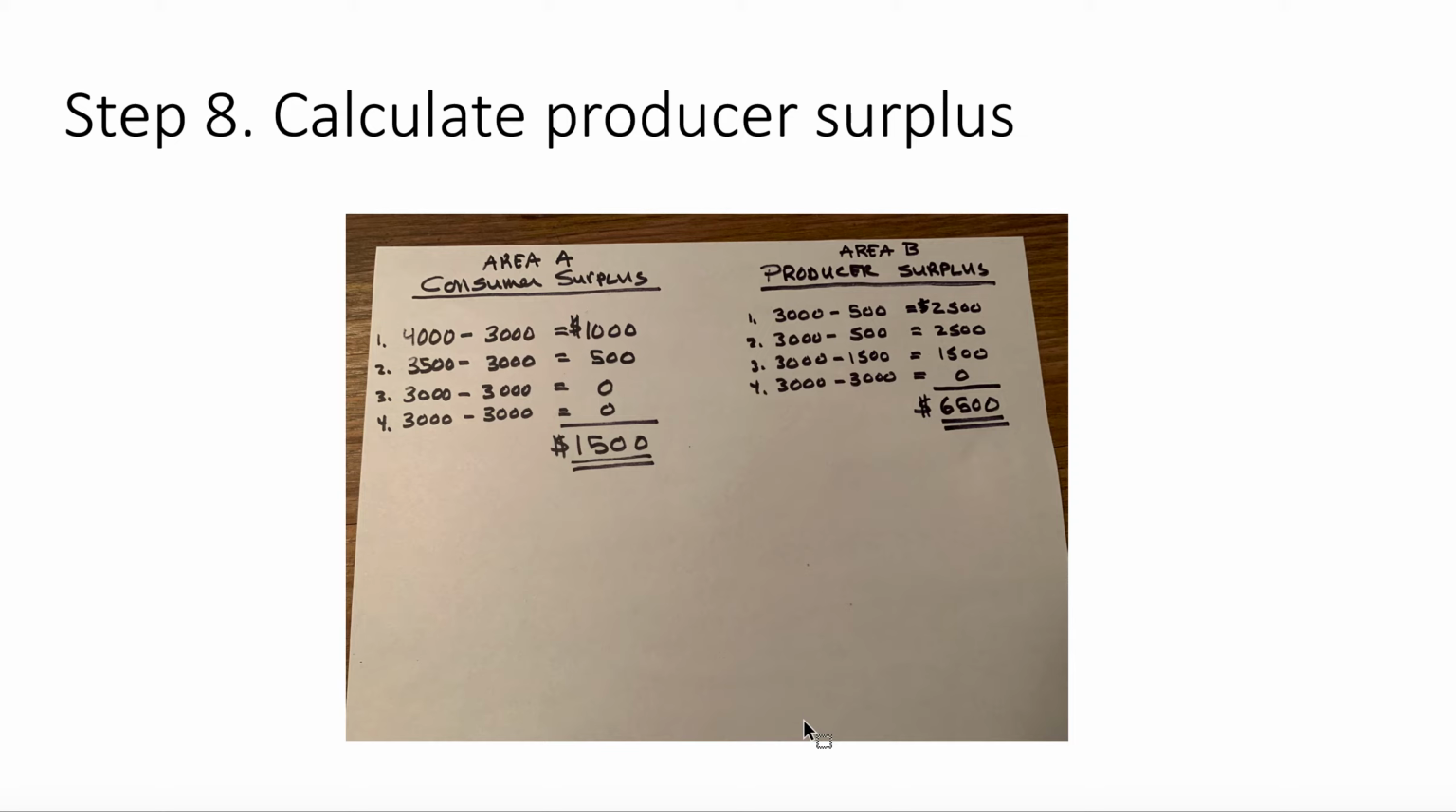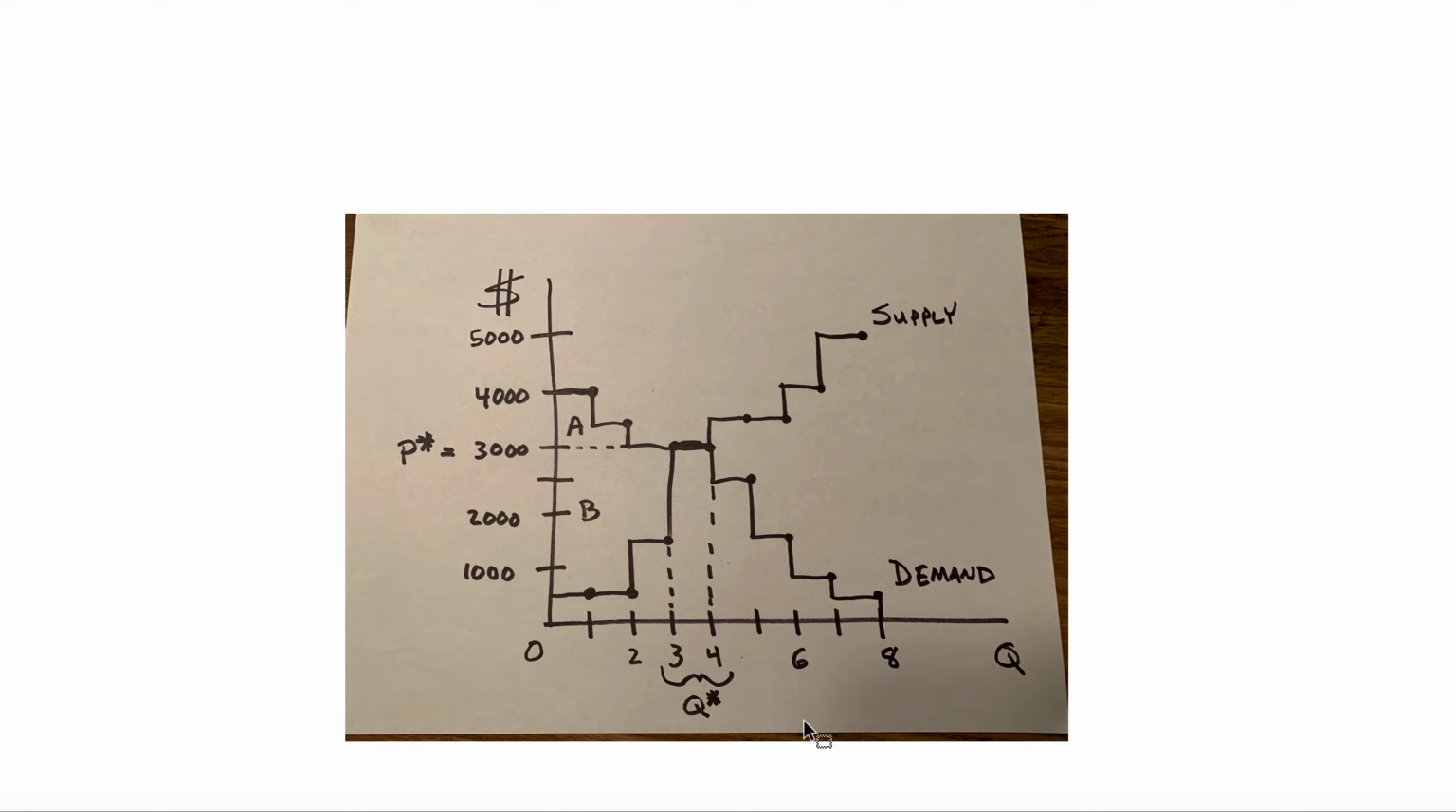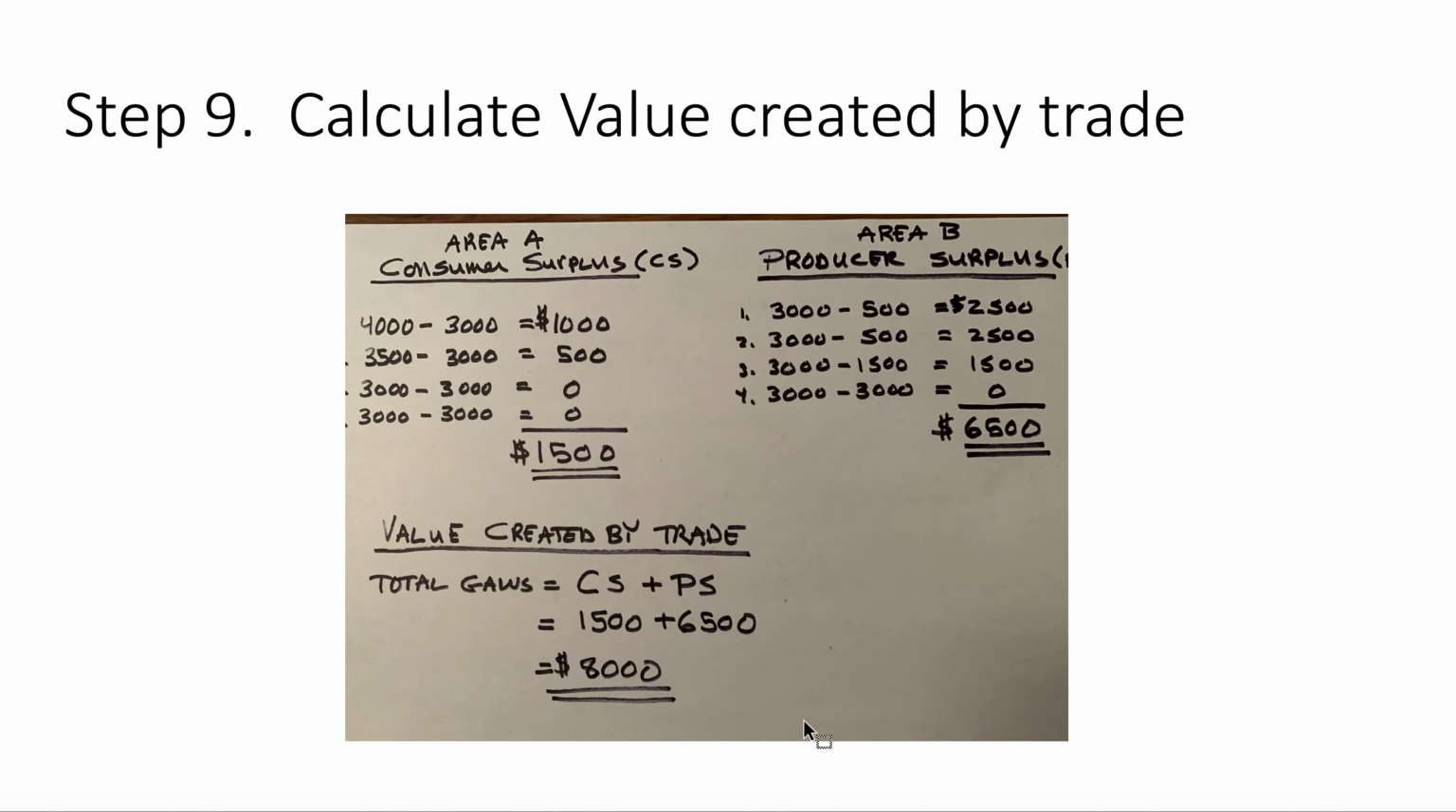Again, that represents the idea that the sellers were willing to sell at a lower level. That's their minimum willingness to accept. But since the market price was 3,000, they actually benefited. This is the win-win: 1,500 for all the consumers, or all the buyers, 6,500 for all the sellers, or all the producers. And this seller or producer surplus is area B, and this gives us the value created by trade. Total gains, consumer surplus plus producer surplus, is 8,000.